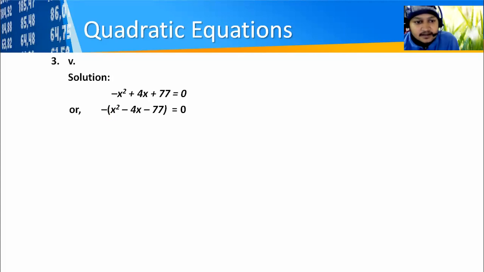Yes, sir. Now take this minus to right side. That means divide this minus 1, sorry, 0 by minus 1. If we divide 0 by minus 1 and take it to the right side, the remaining value will be x square minus 4x minus 77 is equal to 0 only. If 0 is divided by something, it will be 0 only.